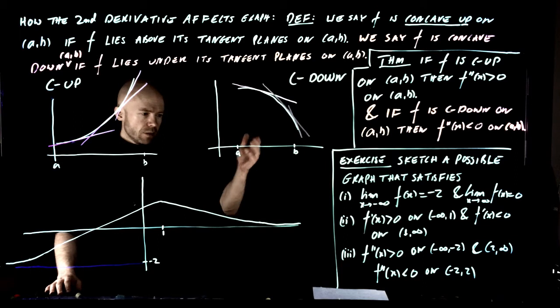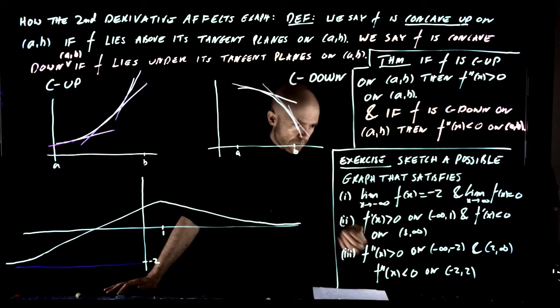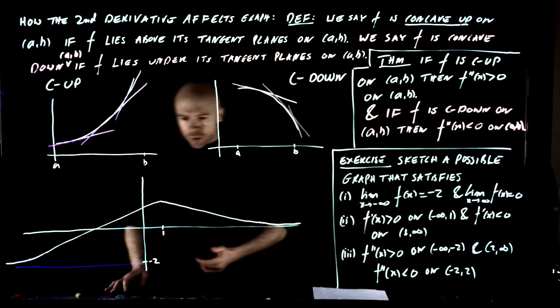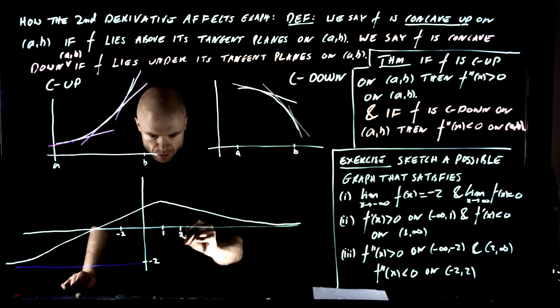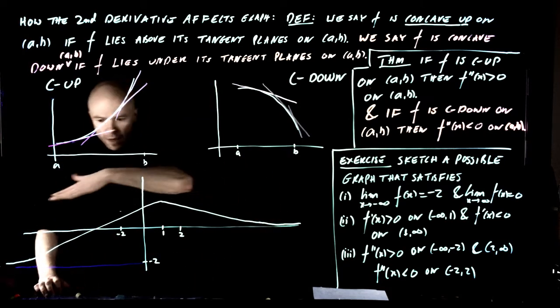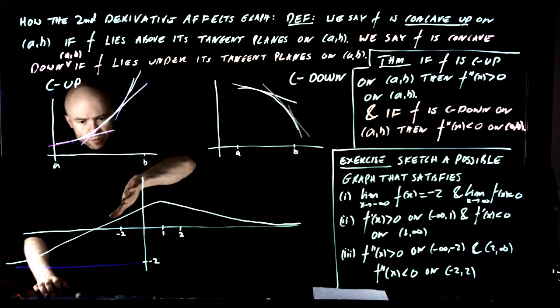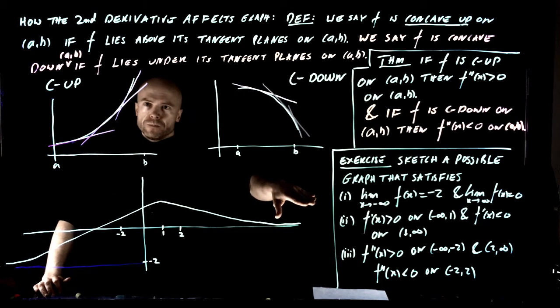Yeah? Now let's put in the third order. And the third order is that it is concave up on minus infinity to minus 2, and then from 2 to infinity, and concave down between minus 2 and 2. So this here is minus 2, and this here is 2. Okay, so it's got to be concave up like this until we reach 2, and then concave down, and then concave up again.